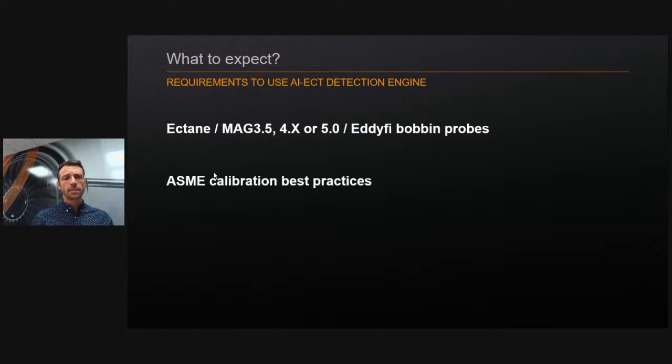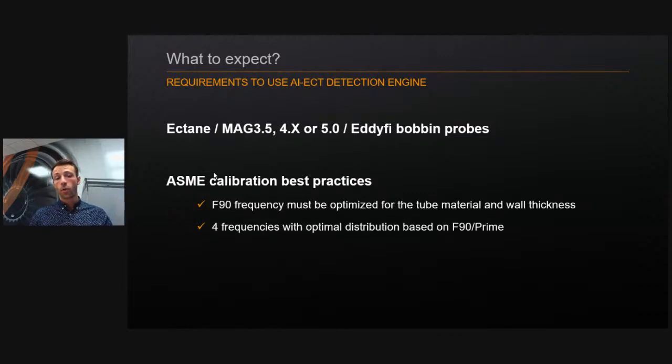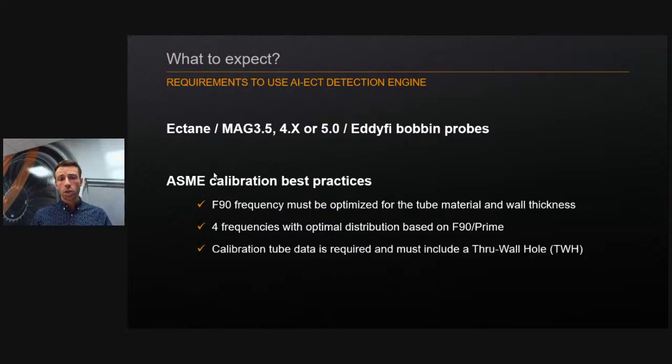Also, we need to follow the ASME calibration best practices. What I mean by that is, first, the F90 frequency must be optimized for the tube material and wall thickness. There are 4 frequencies with optimal distribution based on the F90 or prime. This must be present in your setup. Calibration tube is required and must include a through wall hole. As you saw, this is the calibration that needs to be done for the AI to generate the findings. And the raw channels must remain in Eddyfi's default naming so it can map everything correctly.